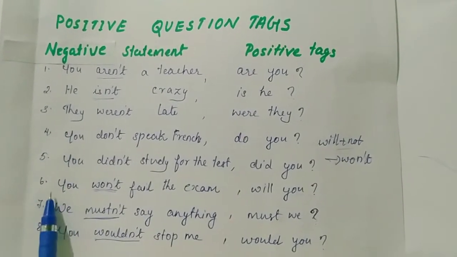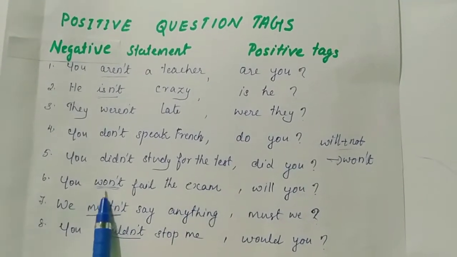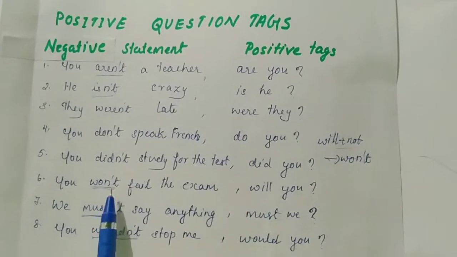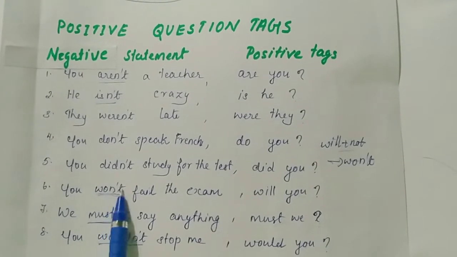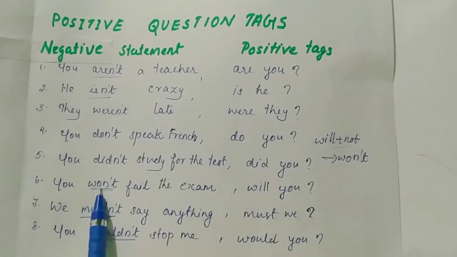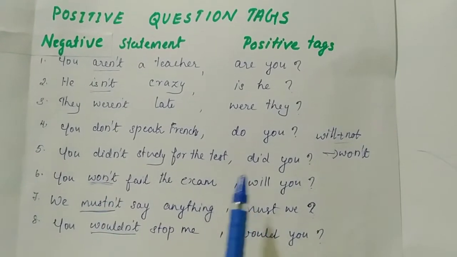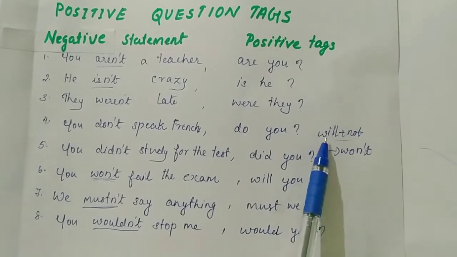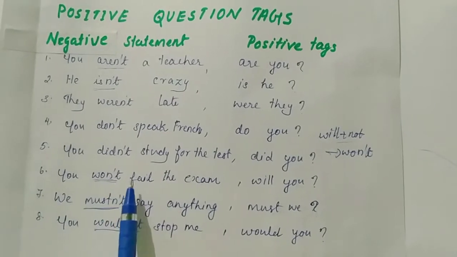And we are going to the sixth example. You won't fail the exam. Here, what is the auxiliary form? Won't. So how can we make the positive form? I told you we should remove the negation not, but then we will get only wo. There is no auxiliary form wo in English. But what is the positive form of won't? Will. Will plus not is won't. The short form of will plus not is won't. So the positive form of won't is will.